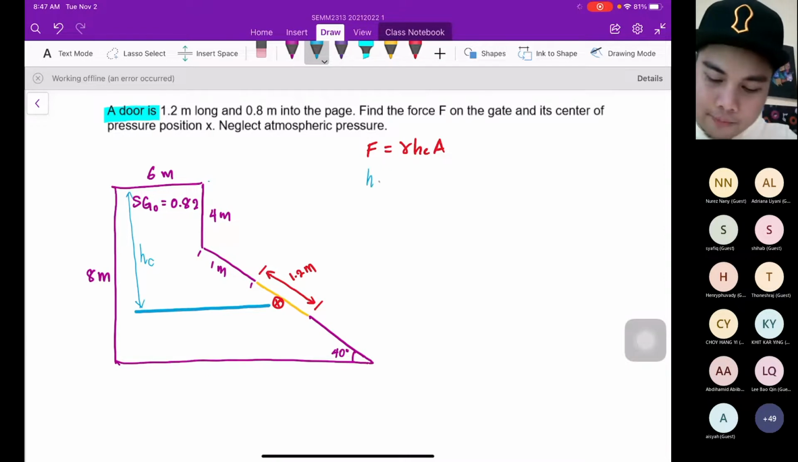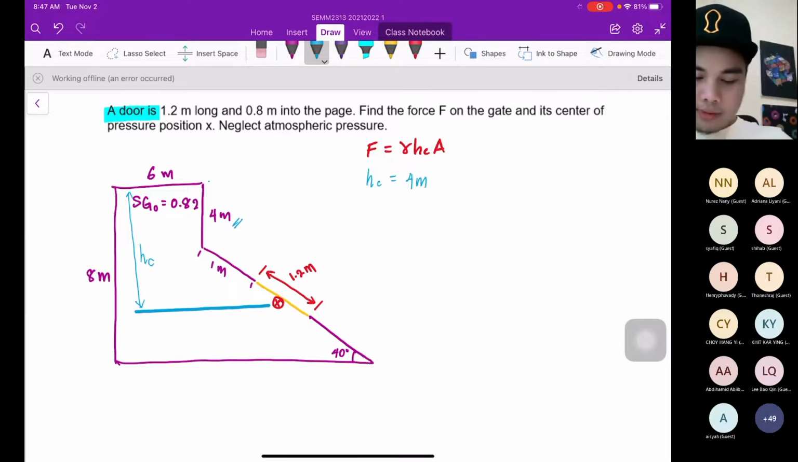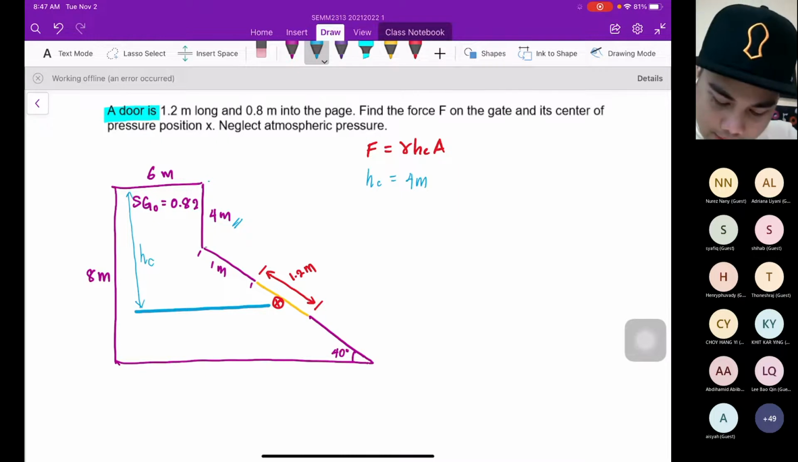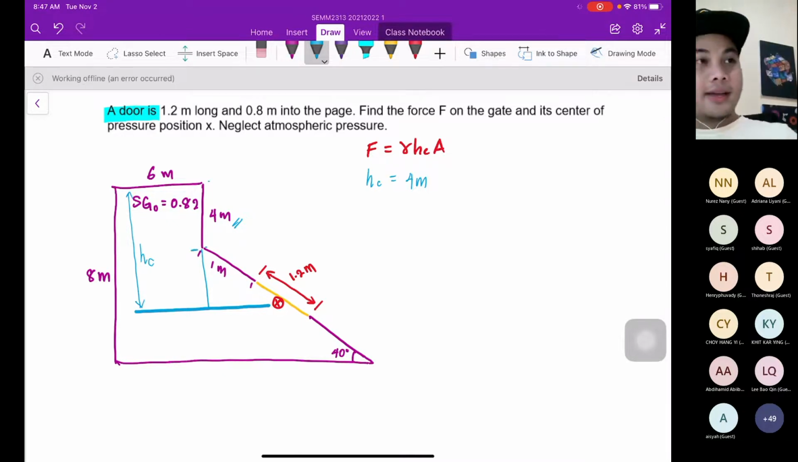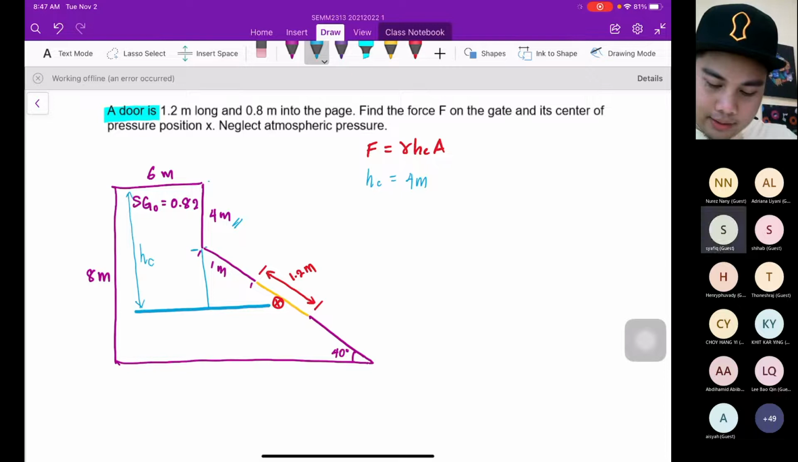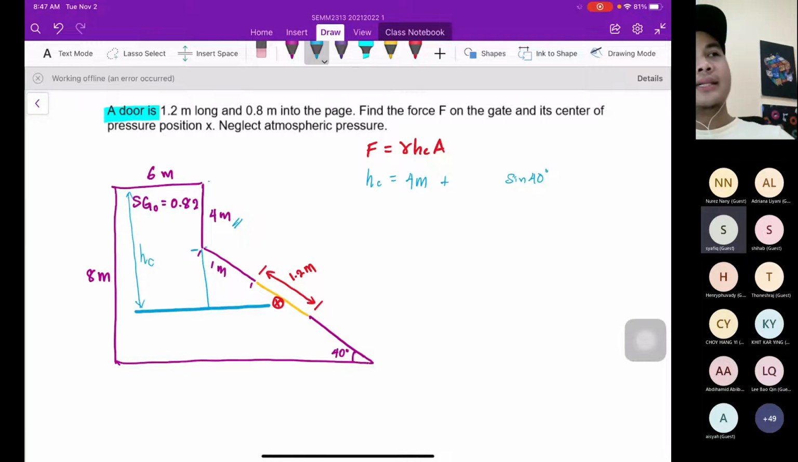How to get HC? HC is 4 meter, and then you need to plus this to this. How to calculate here? Anyone? Please, this is trigonometry only. Not hard. Sine or cos? Sine. Sine 40 equal to the opposite over the hypotenuse. This is 40, and this is the hypotenuse.